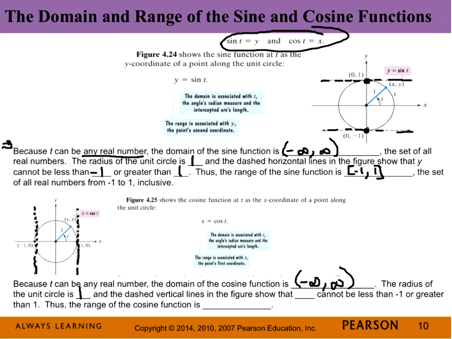The radius is 1, and the dashed vertical lines show that x. This one's showing x. That x can't be less than -1 or greater than 1. So we're restricted there.